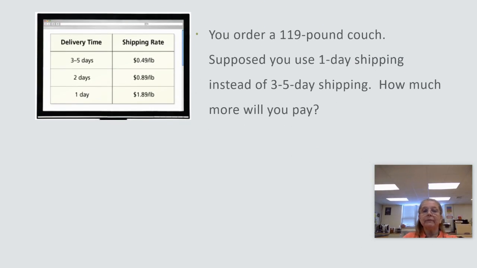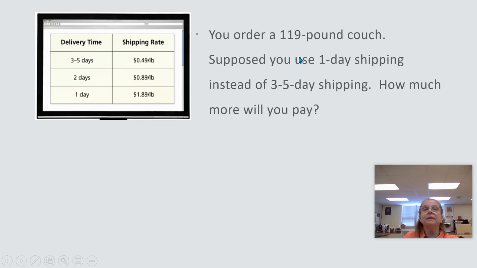What if I want to order a 119-pound couch? And I'm not sure if I want to pay the shipping for the 1 day, or should I just have it delivered in 3 to 5 days? So for me, I want to determine what is the difference. How much more will I pay to have it in just 1 day? In order to do this, I would have to figure out the cost for 1 day first.